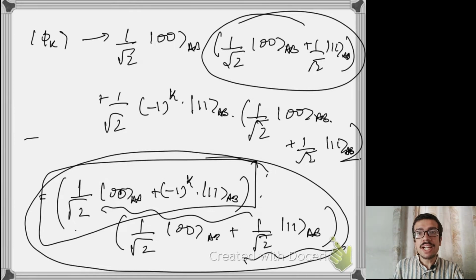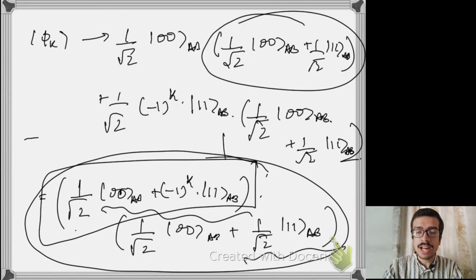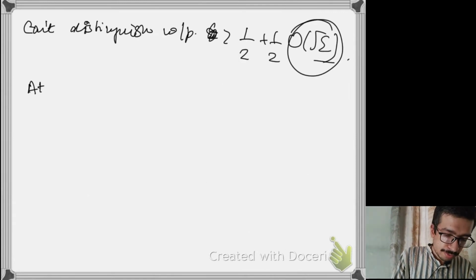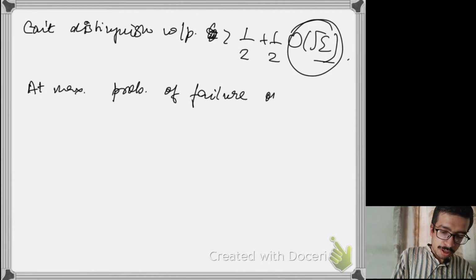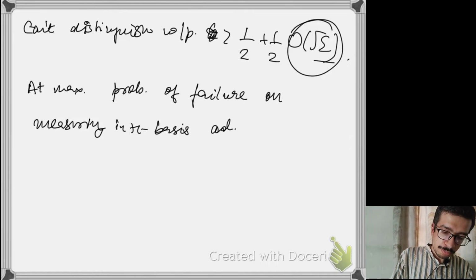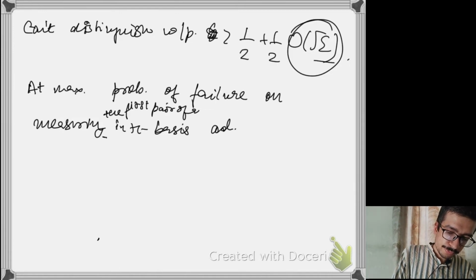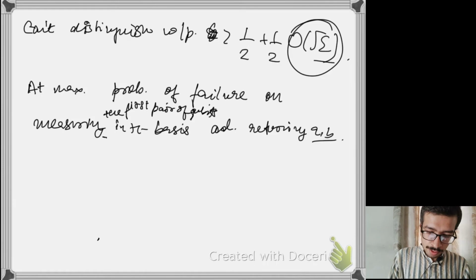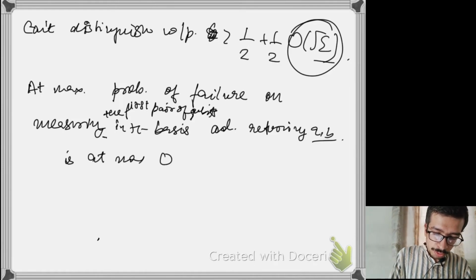But if this is incorrect, right, then that means that you will be able to distinguish between your embezzled state and the incorrect state with probability more than half plus half order root epsilon, which will be incorrect. So basically at max the probability of failure on measuring in the Hadamard basis, so measuring the first pair of qubits and returning A comma B, is at max order root epsilon, right?